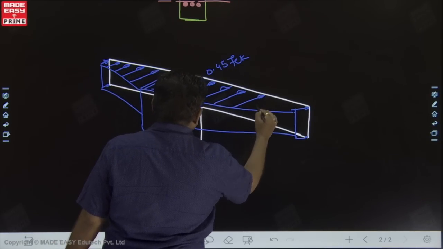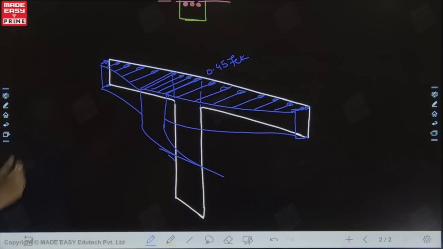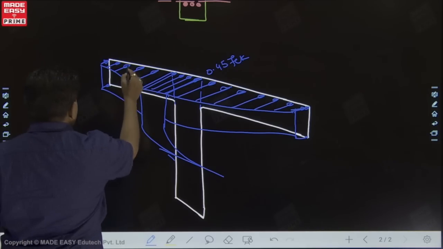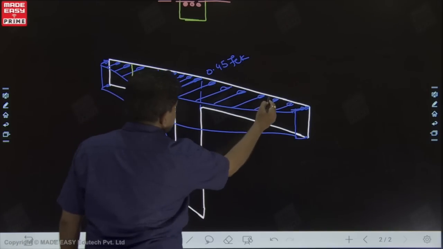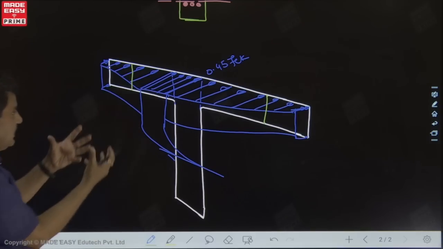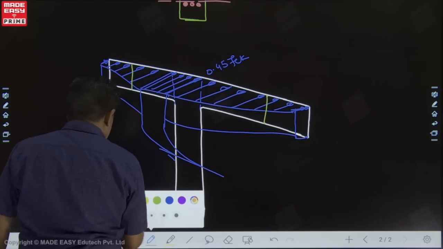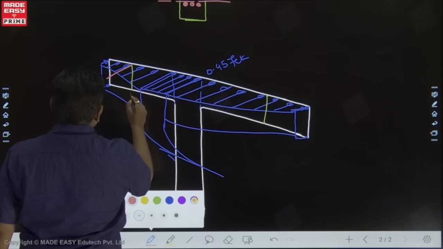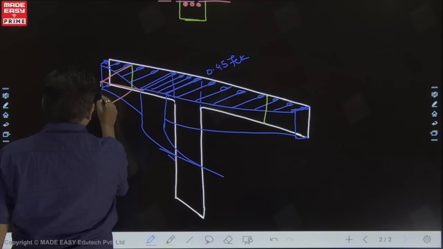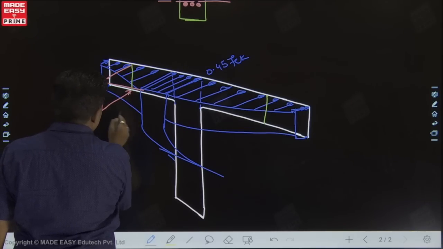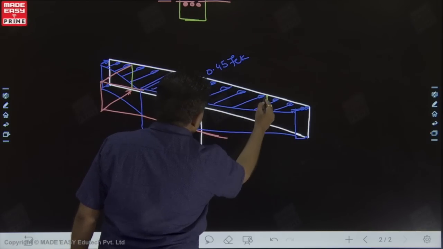To consider this effect, how do we consider the effect of varying stress in the flange? We consider a limited width of flange, only this much and this much, for which we will make the stress diagram of the flange a rectangular stress diagram. We will consider a uniform stress diagram. Whatever is the value here, the same value we will consider here also, and in this portion also we will consider the same value.